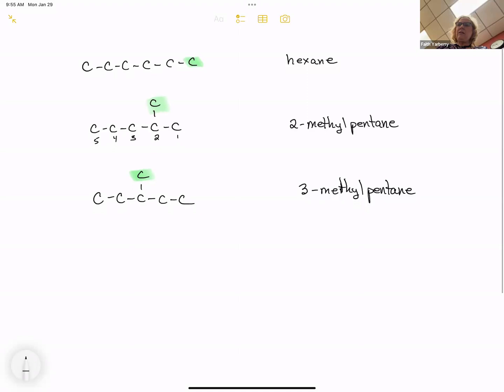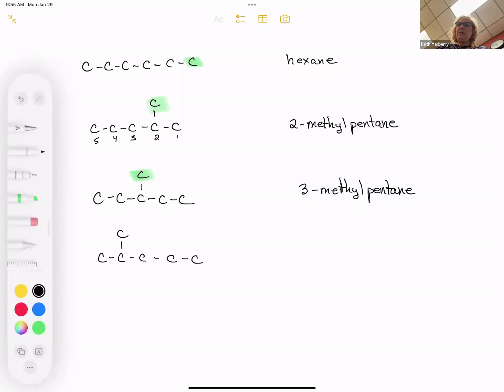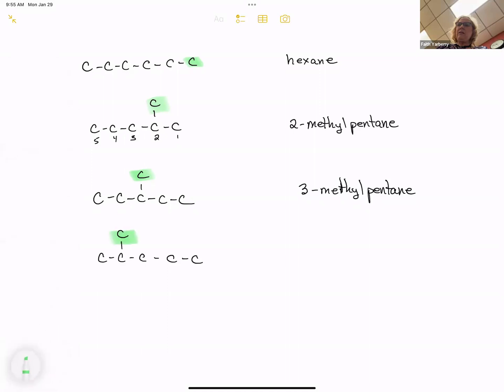Now, it's tempting to keep moving it and put it here. But because you always number so that it has the lowest number possible, this is also 2-methylpentane. So what you just did is this one and number 2 and number 4 are identical. So this is not an isomer.